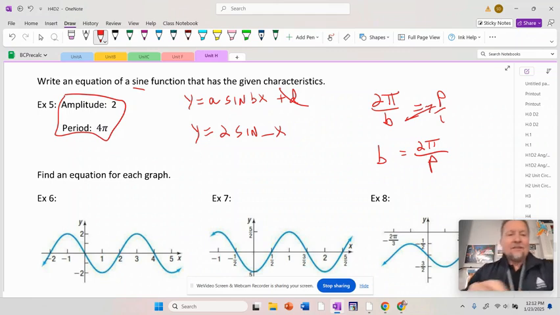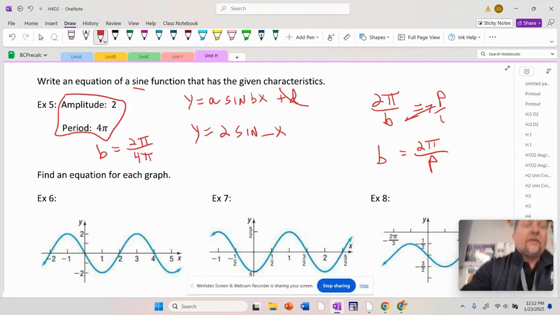Switch them. So what's B? It's 2 pi over whatever they express as the period, 4 pi, which is what number? 1/2. And then look at that. If I put 2 pi over a half, I get 4 pi. It's so simple.